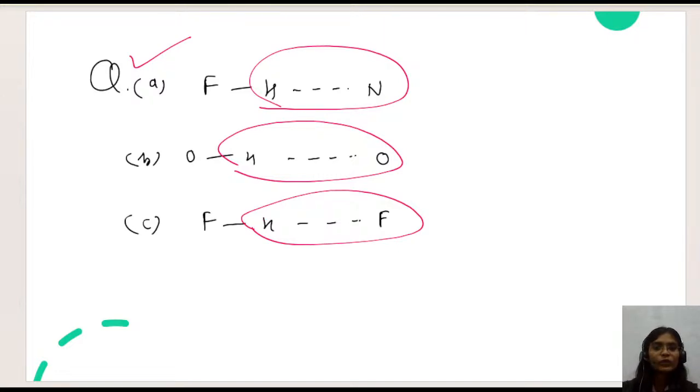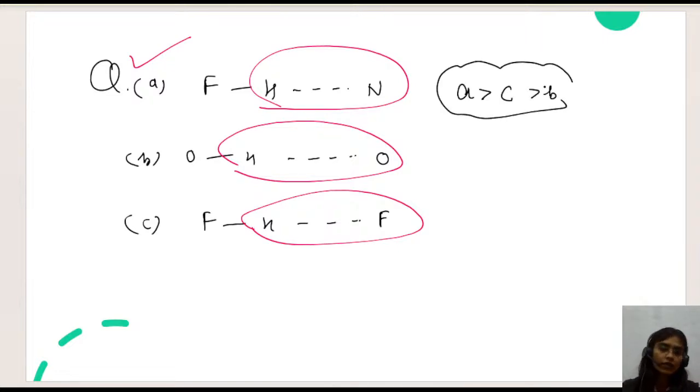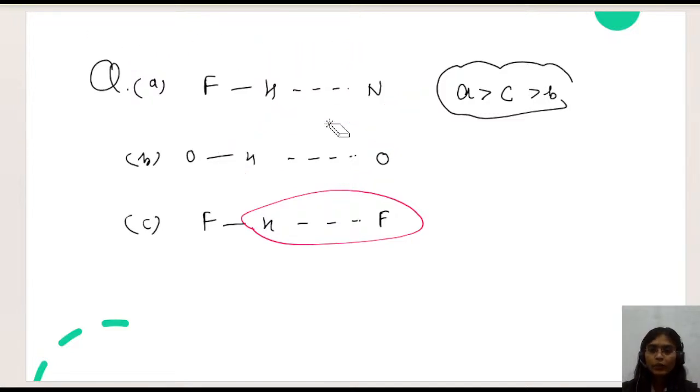Let me tell you one thing: in this question the order is A followed by C and followed by B. This is the correct order of the hydrogen bonding. But why is this the order? Listen, my point is very important here.